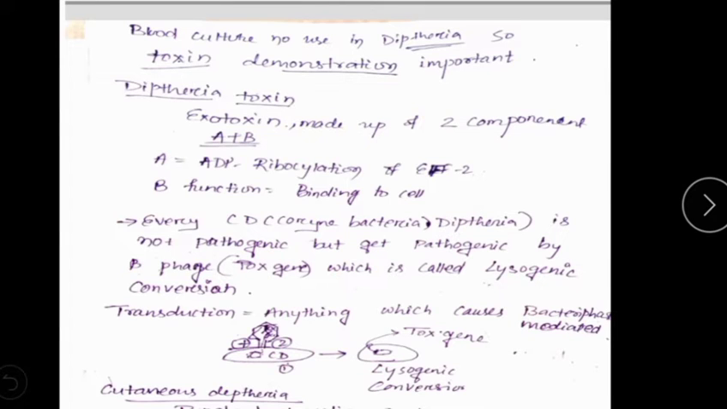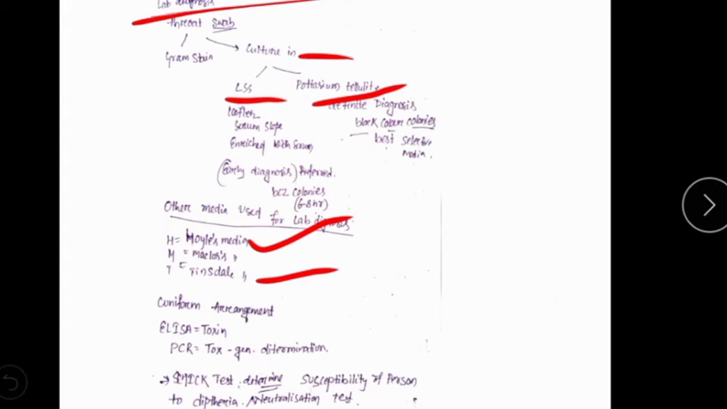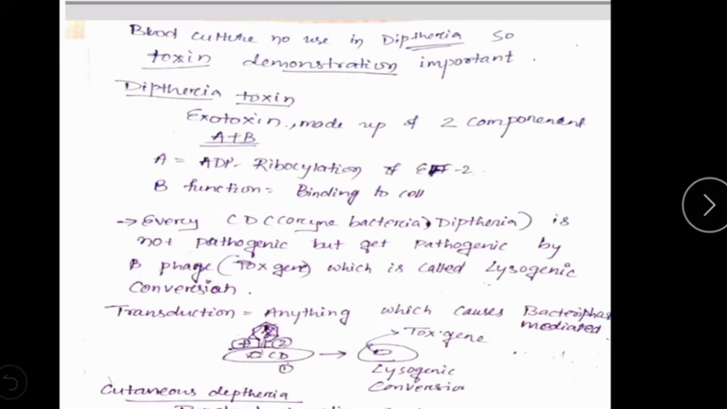Because the blood culture is not useful here, diphtheria infection is due to the toxin, not due to the diphtheria bacteria. That's why we should remember that the blood culture is negative for diphtheria. It is an important mark for diphtheria.